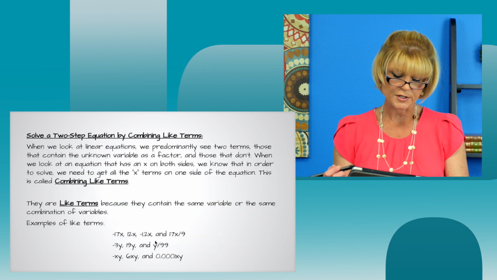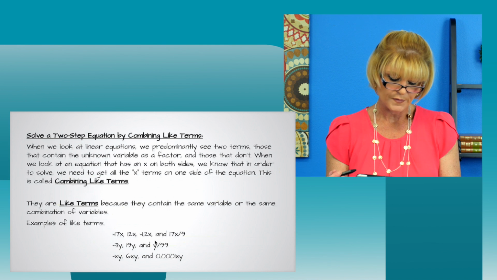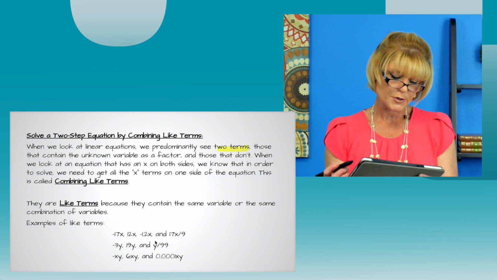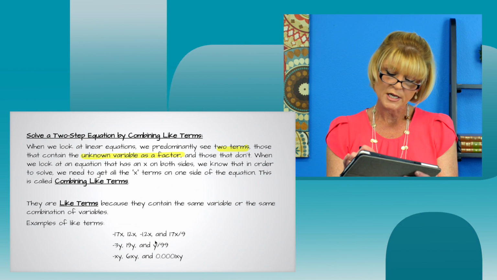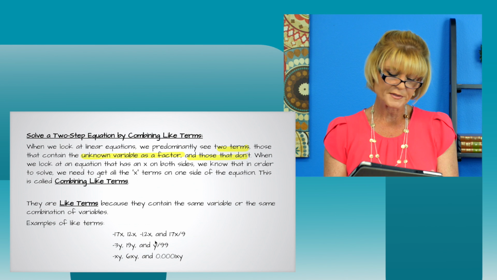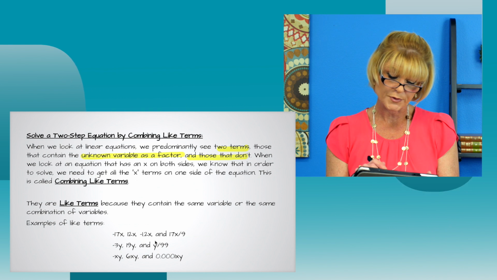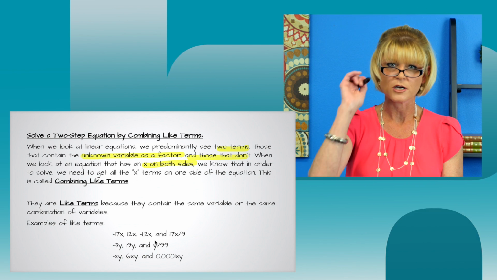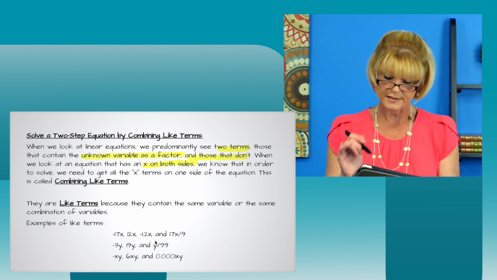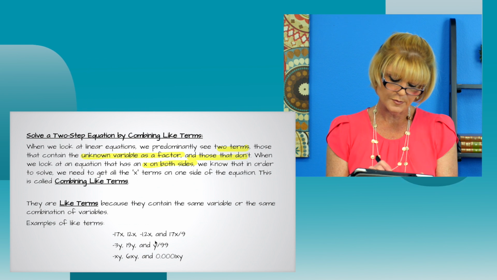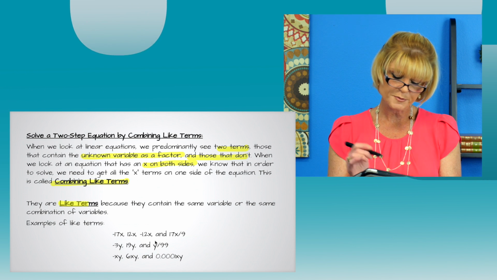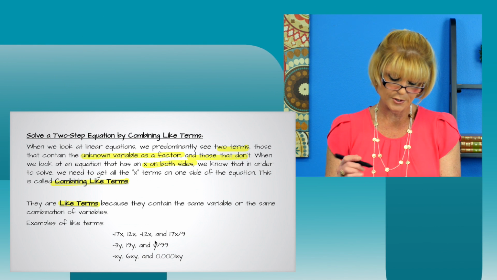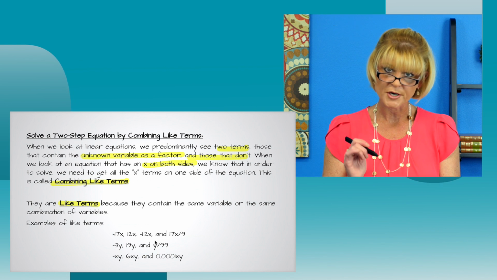All right, let's talk about solving a two-step equation by combining like terms. When we look at linear equations, we predominantly see two types of terms, those that contain the unknown variable as a factor and those that don't. So when we look at an equation that has an x on both sides, we know that in order to solve, we need to get all those x terms on one side of the equal sign. This is called combining like terms. They're like terms because they contain the same variable or the same combination of variables. I've given you some examples here. I won't read them all. You can pause your video if you'd like.